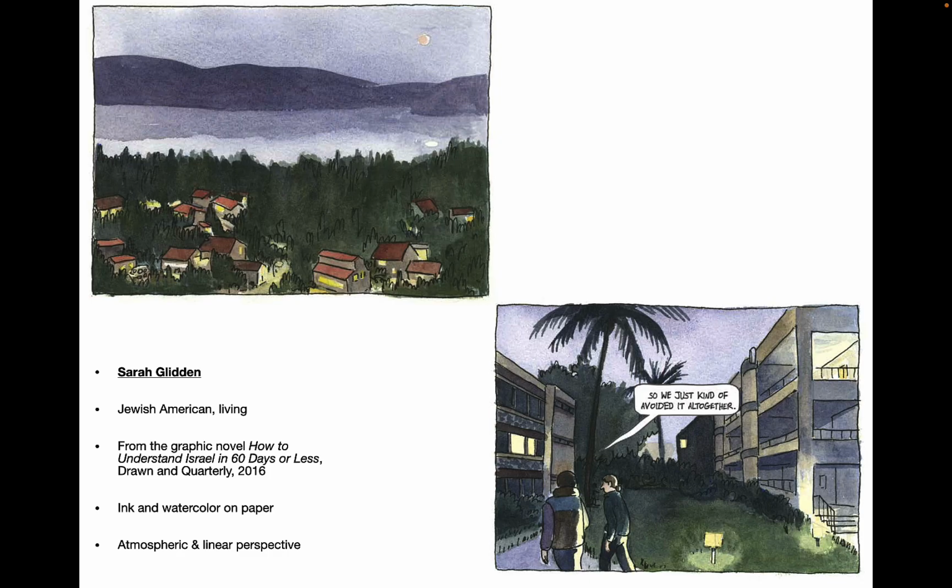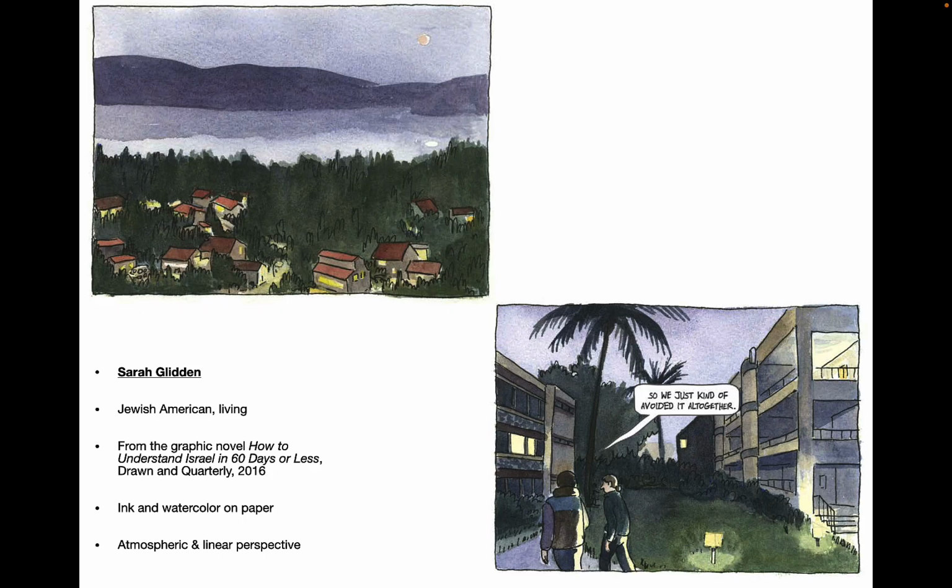So here's an example from Sarah Glidden. She identifies as a Jewish American comic artist. She's still alive, and this is from her graphic novel called How to Understand Israel in 60 Days or Less. It was published in 2016. So obviously this is color, and we're not going to be using color, but you can see the pen lines, which we will be using pen, and you can use ink if you want, but you don't have to.